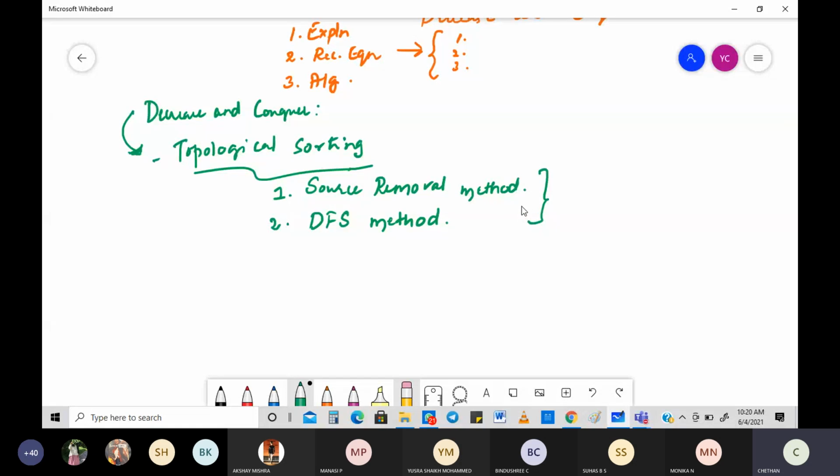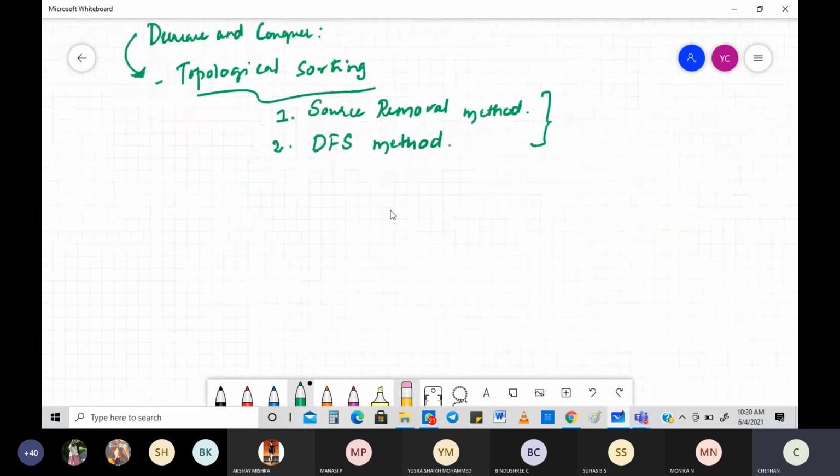Okay, the two methods, please keep this in mind. We are going to come back, at least to the first method, which we are going to see today. So what is the way of doing this? First of all, what is topological sorting? That's very important for us to know.